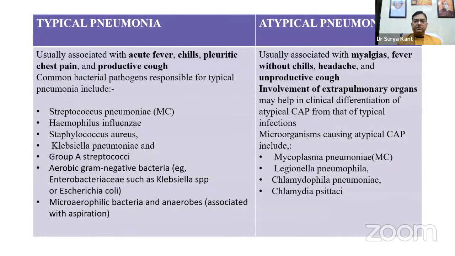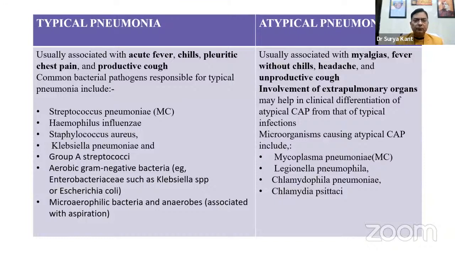Now, what is the difference? There are two terms, typical pneumonia and atypical pneumonia. Very famous terminology in the medical fraternity. What is typical pneumonia and what is atypical pneumonia? Typical pneumonia is usually associated with acute fever, chills, pleuritic chest pain, and productive cough.